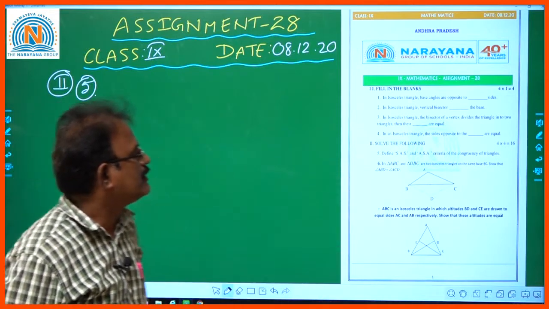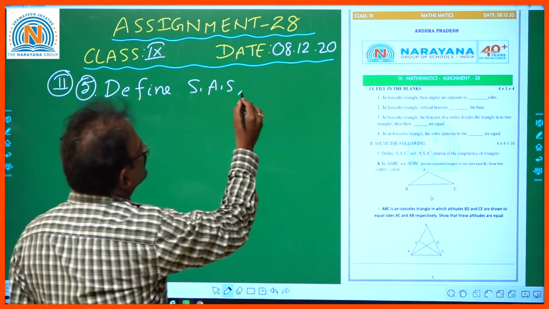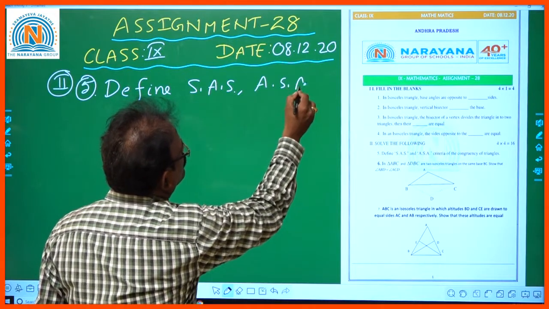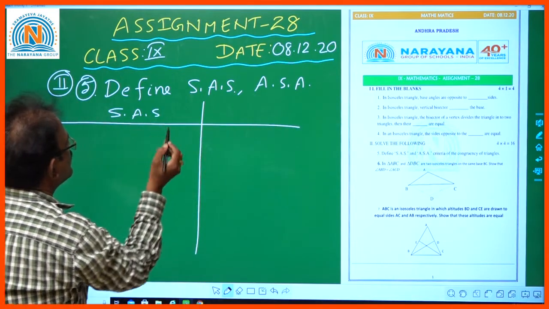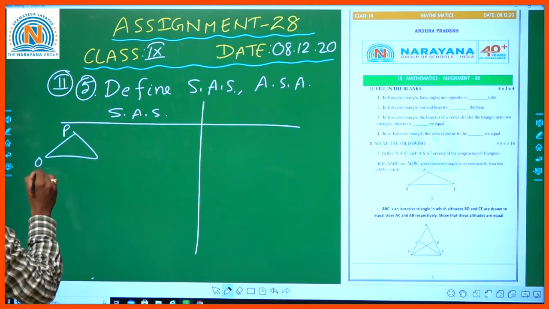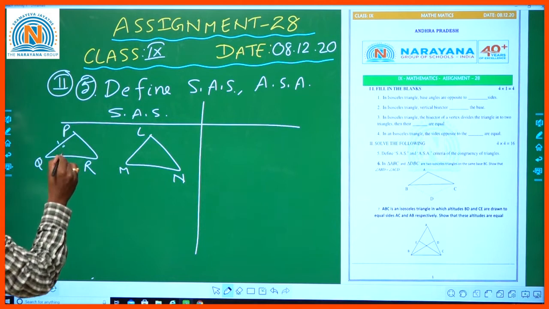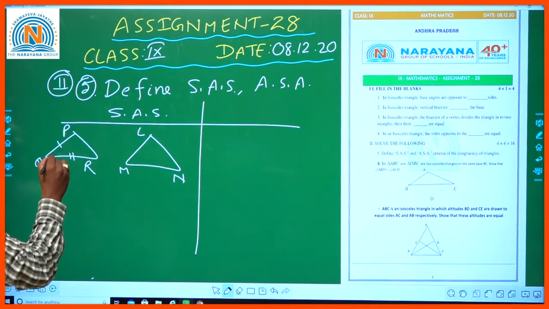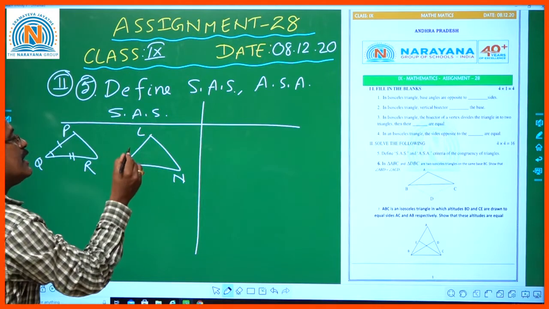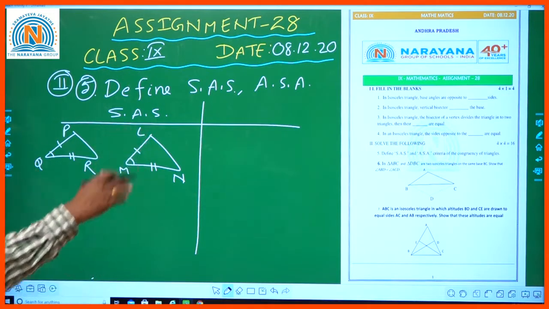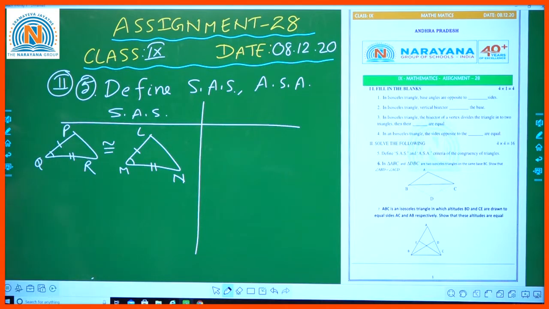Define SAS and ASA. Children, whenever we are discussing the SAS axiom, see, triangle PQR, triangle LMN: two sides and one included angle of one triangle are respectively equal to the two sides and included angle of the second triangle, then we can say that these two triangles are congruent.